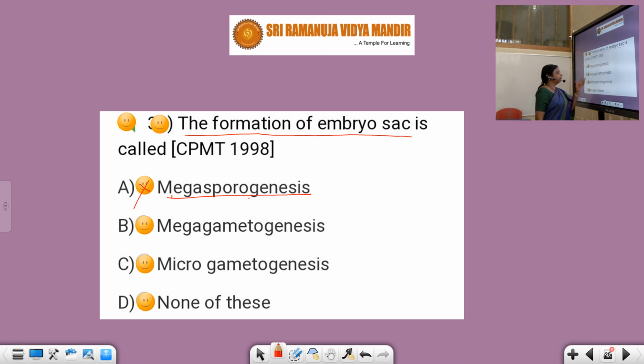And second, megagametogenesis. Of course, megagametogenesis is the formation of embryo sac. That means in this embryo sac, the egg is going to form. Inside the embryo sac, what is there? Egg. So it is called megagametogenesis. So option B is correct. Not microgametogenesis, it is wrong, because microgametes are formed inside the microspores, and none of these is also no. So B is the right answer.